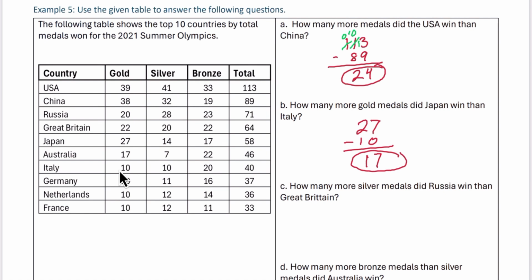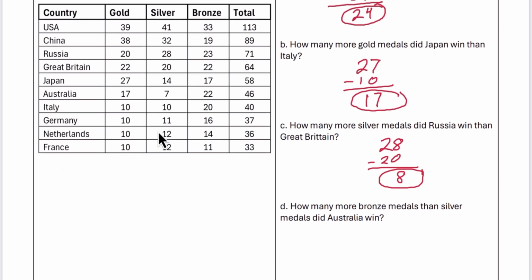Part C, how many more silver medals did Russia win than Great Britain? This time we're focusing on the silver column. Russia has 28 silver, and Great Britain has 20. So we will subtract. 8 minus 0 is 8. 2 minus 2 is 0. So it looks like 8 medals. Russia has 8 more silver medals than Great Britain had.